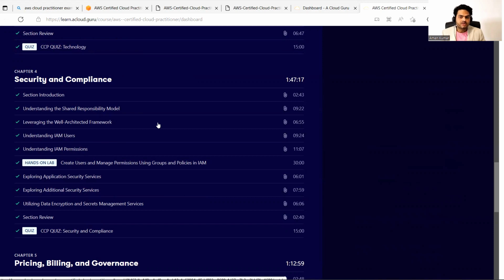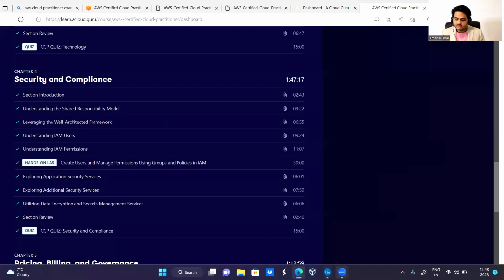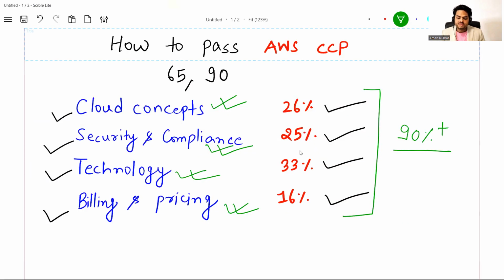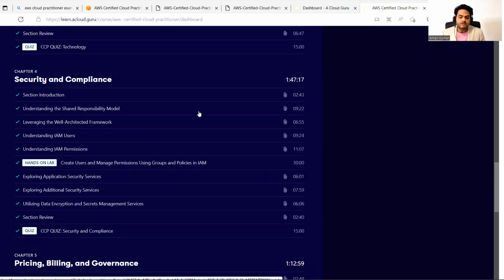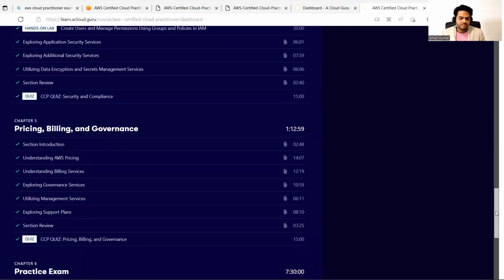As I told you, it consists of almost 33%, or less than that. Let's check that. Security is actually 25%, and 33% is technology. So 25% is also a very good percentage, right? In this area you may struggle a little bit because there are many things to remember. Exams are given in a slightly different way, guys. You have to remember things, okay?